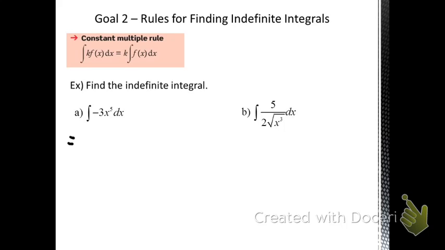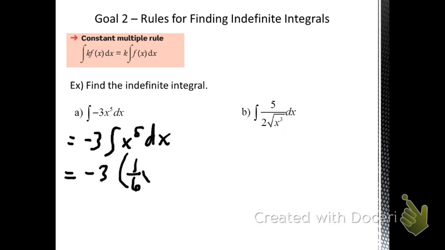We're simply going to say that that's the same thing as if you pulled the constant out front and you made this -3 times the integral of x to the fifth dx. Now the integral of x to the fifth would of course be 1/6 x to the sixth. And we'll put our constant term at the end.